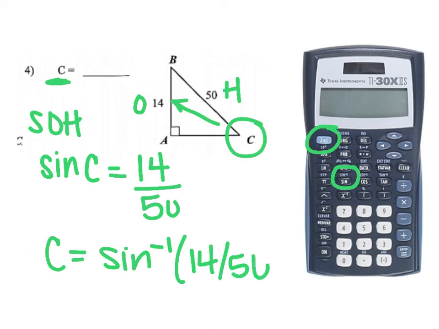So in your calculator, hit second, sine, 14 divided by 50, and your calculator should look like this. Equals, and you will get 16.26020471. We're going to round to 1 decimal place, so that actually gets rounded up to 16.3. The 6 is next to the 2, and the 6 will round the 2 up to a 3.